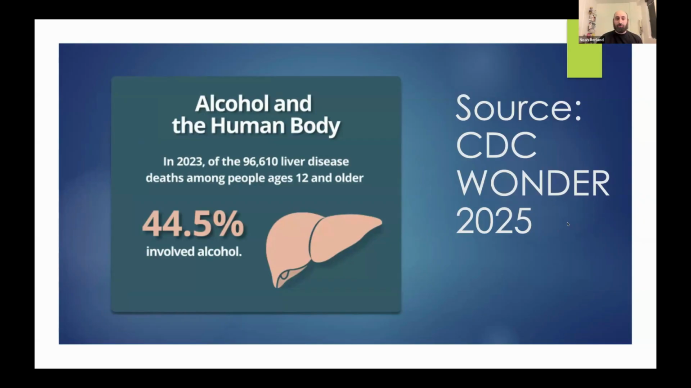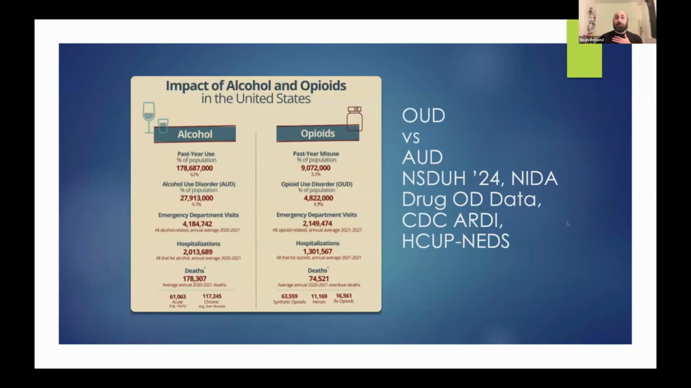Alcohol has a huge impact on people's lives, mortality and morbidity, and we see a lot of that in the ED. A lot of our goal is to prevent people from worsening and having to represent. So we do a lot of treatment for OUD in the emergency department, but we don't do a lot of treatment for alcohol use disorder, for AUD, in the emergency department.